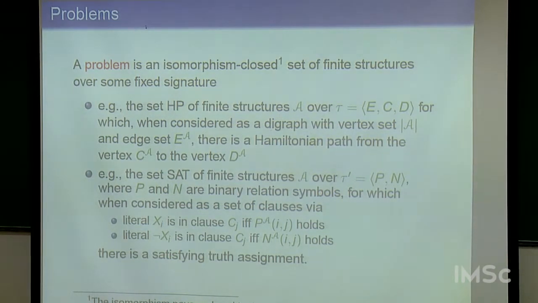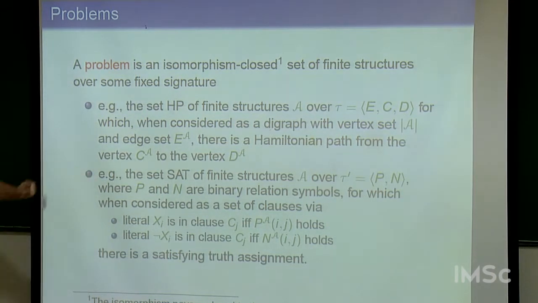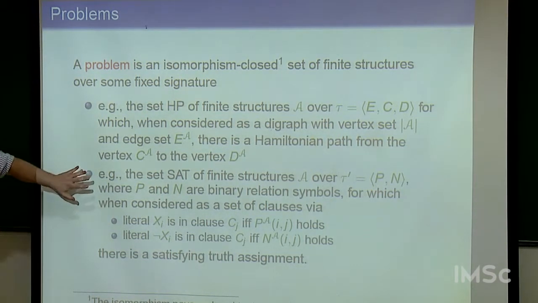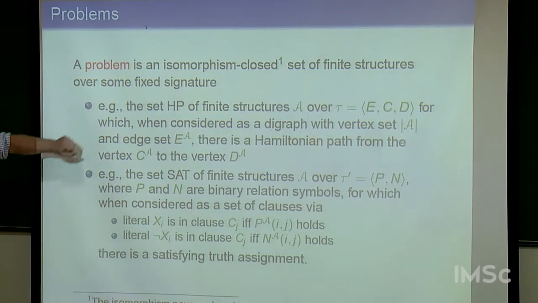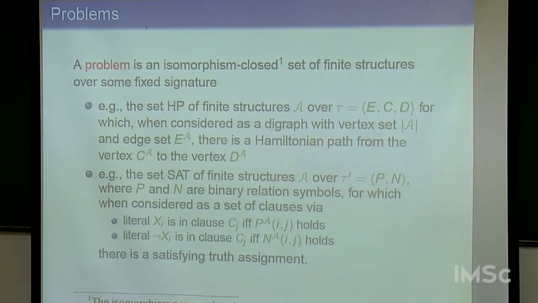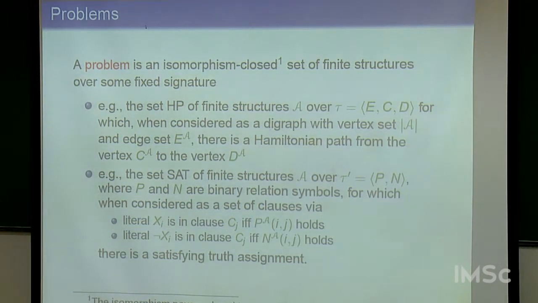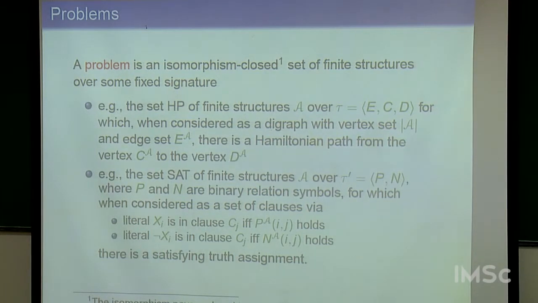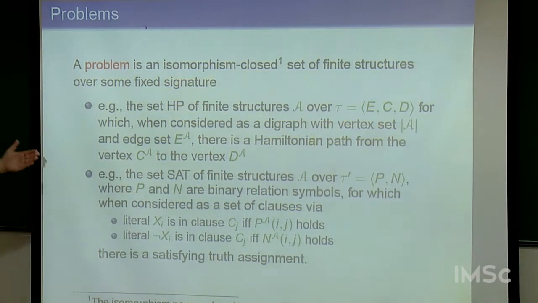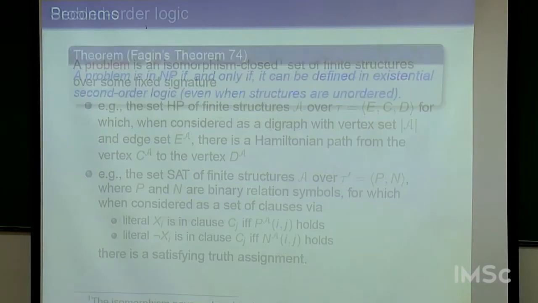Okay, so now there may be empty clauses. I don't treat those as real clauses, I just ignore them. So that's how we might code up SAT and HP as isomorphism closed sets of finite structures over some signature. And of course, SAT is such structures where there's a satisfying truth assignment.